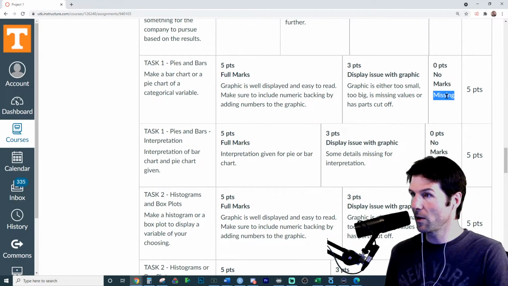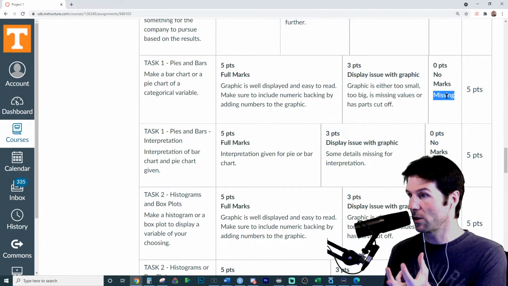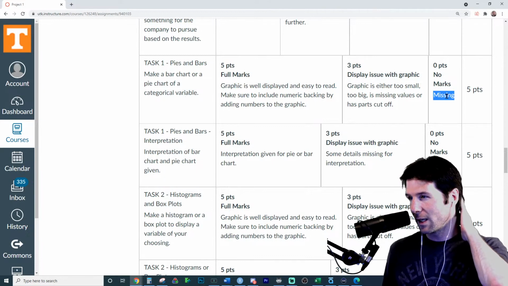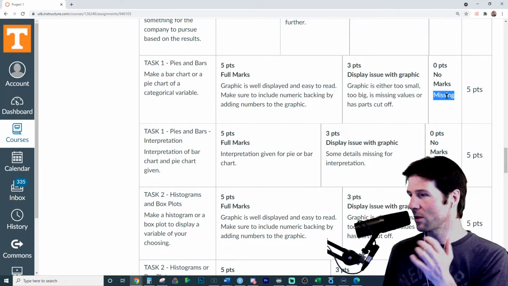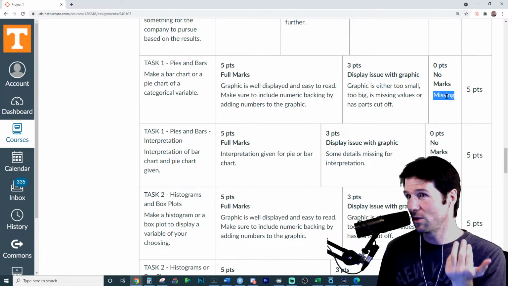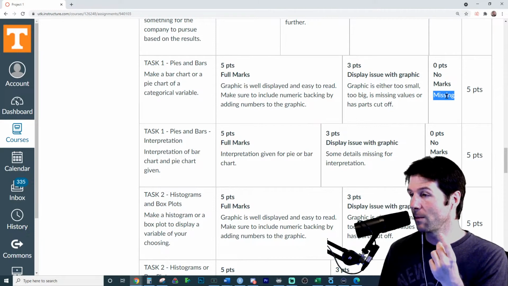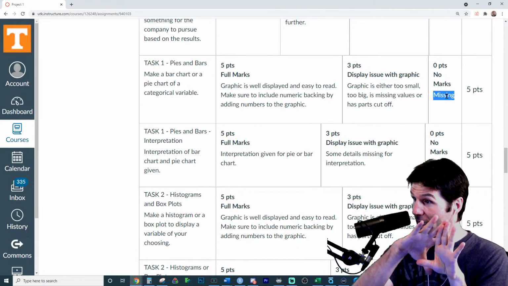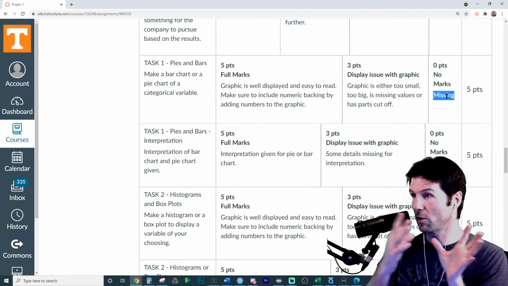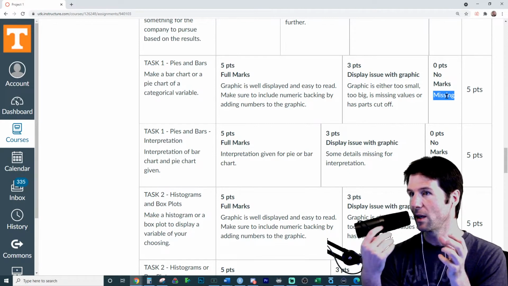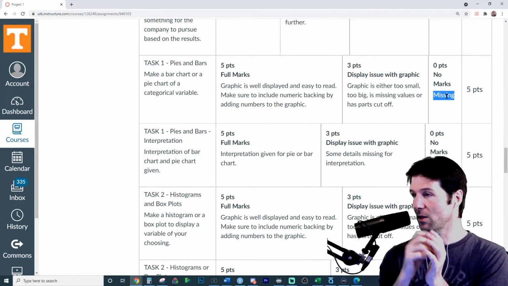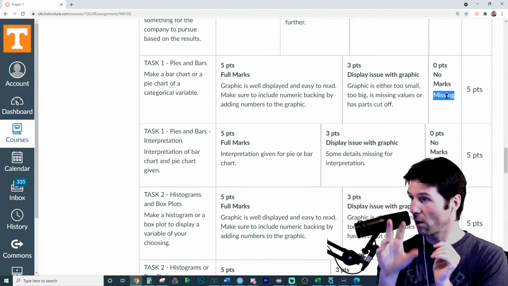Does that make sense here, Mary? Like when you make your bar or your pie chart, you need to make sure to have numeric backing on it. It can be percents, it can be counts, either or is fine. It just needs to have numeric backing. And you don't want to make your graphic like a little tiny graphic, or a full page graphic. That's where you could lose a few points on basically how you're displaying this. So that's 5 points of the project right there, just making a good pie chart, bar chart.